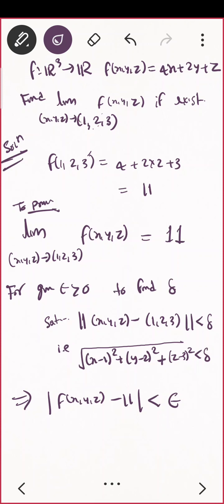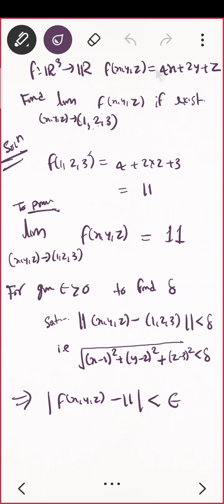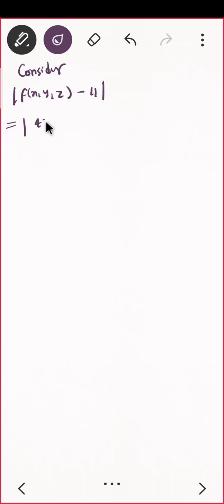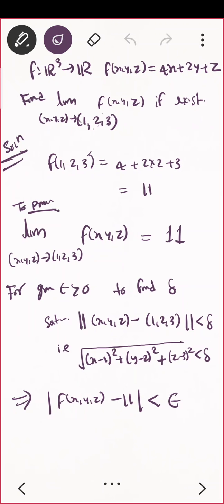Okay. So shall we start? Let us see. Consider mod of f of x, y, z minus 11. That is equal to mod of, what is your function? The function is 4x plus 2y plus z. So it is mod of 4x plus 2y plus z minus 11. Now think about it. I want to relate this thing with this guy.